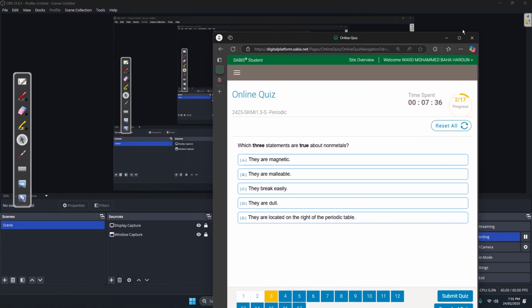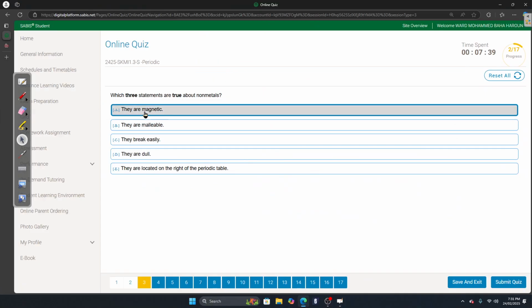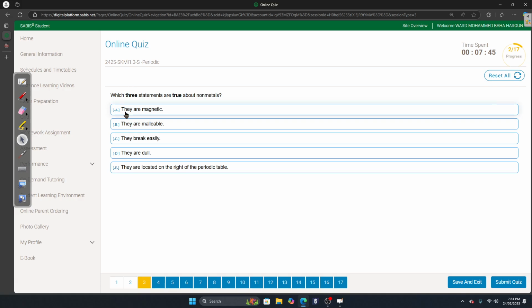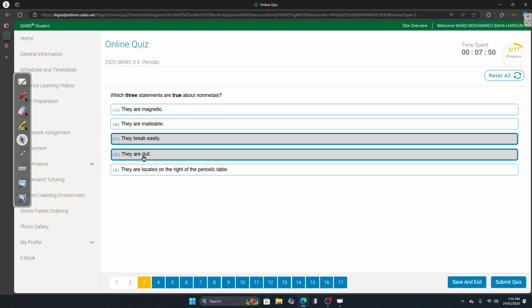Non-metals. Yeah, okay. Non-metals are magnetic. No, they are not. Non-metals are not magnetic. Are they malleable? No, they are not. They're asking for what's true. This is not true. This is not true. They can break easily. Yes. Are they dull? Yes. What does that mean? That they can break easily. It's the same thing. It's just, I'm not sure. What does that mean? Okay. I think it means not strong. That's what it means. Located on the right of the periodic table. This is right. Let me tell you why.